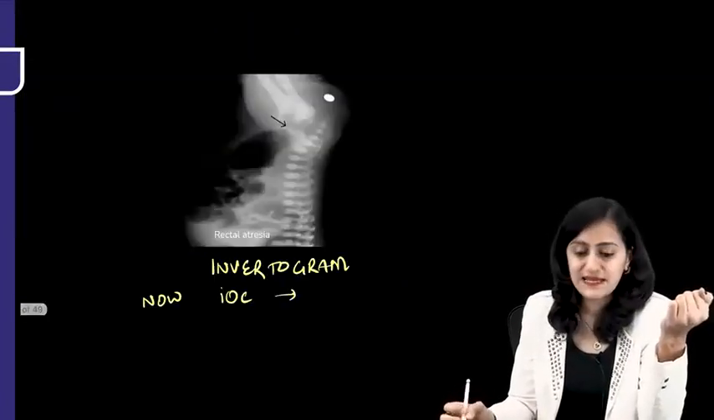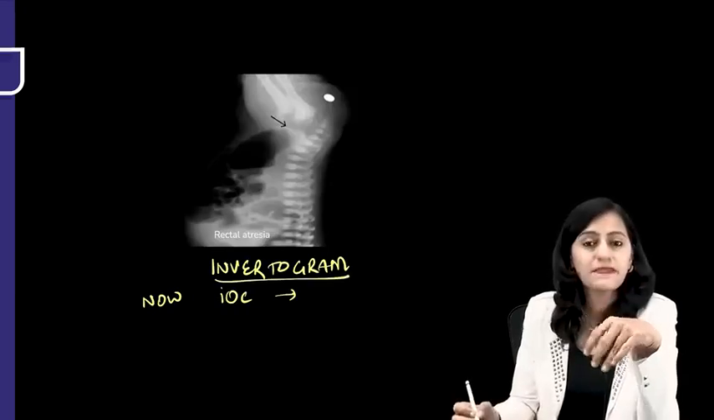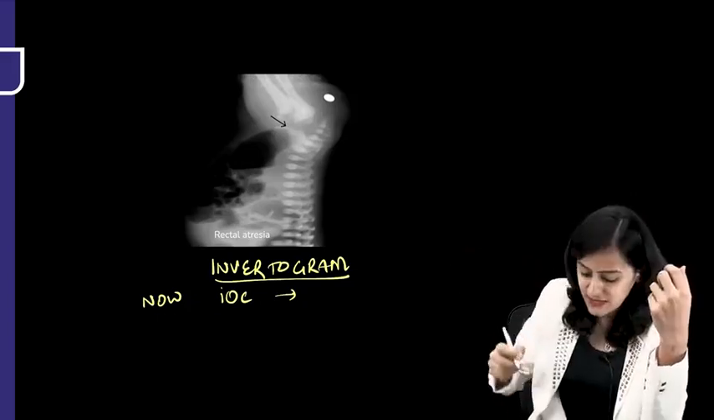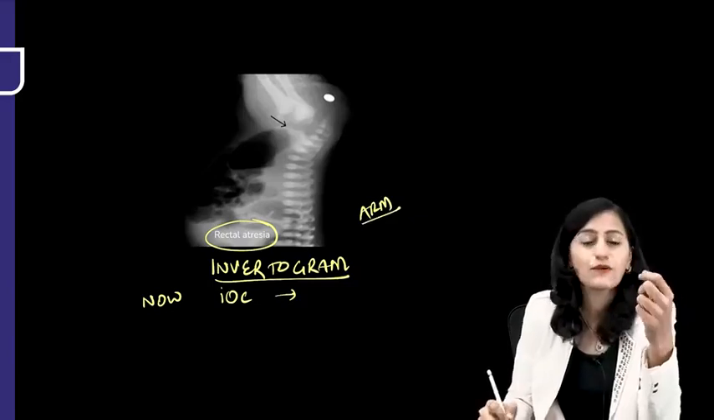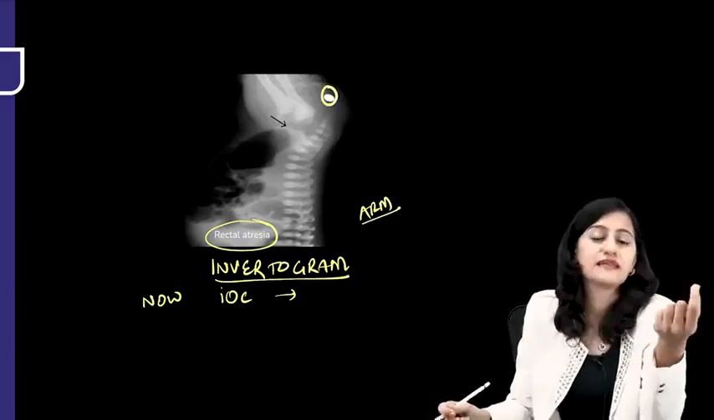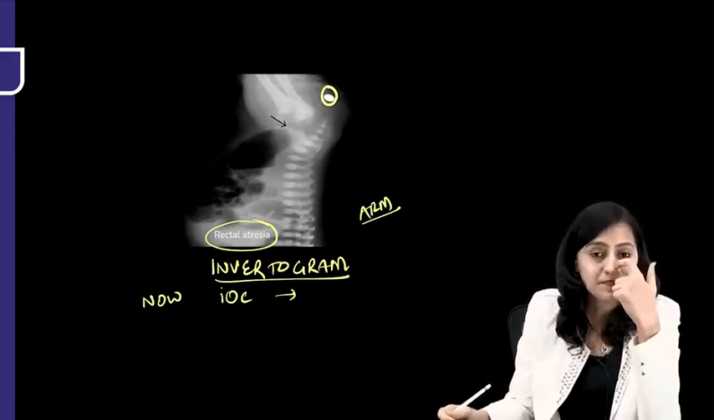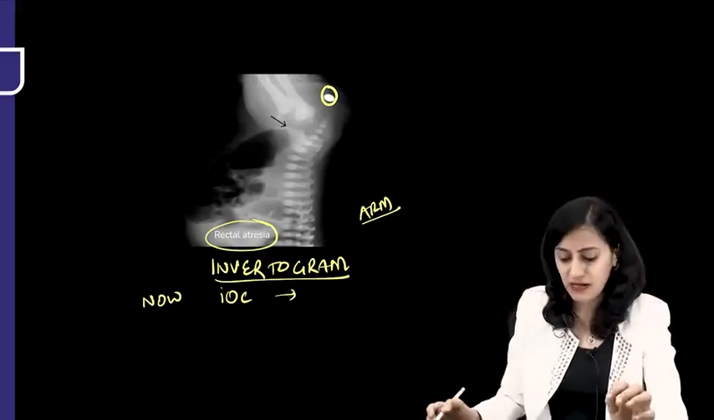Now, what is this X-ray here? This is an inverted X-ray. So this is an invertogram. Invertogram, as the term says, is done by inverting the baby. And this is done for rectal atresia, the anorectal malformation. And what we do is we invert the baby, we put the coin at the area of the anal opening. So this is done when the anal opening is absent, right? So to look for whether it's a low or a high ARM, the anorectal malformation.